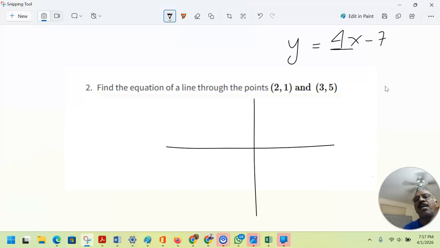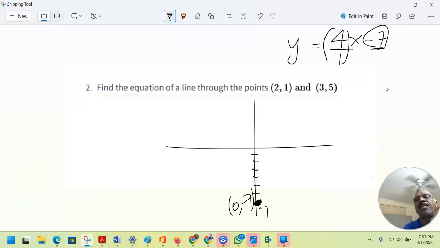It means 4 over 1. That means the slope is this, right? This is where you begin on the y-intercept: 1, 2, 3, 4, 5, 6, 7. So this is the y-intercept point. We always write the coordinates. It is at minus 7.